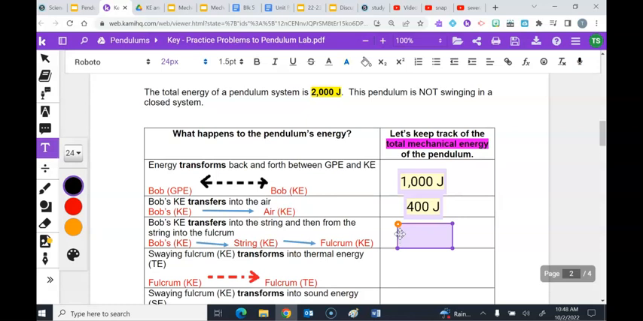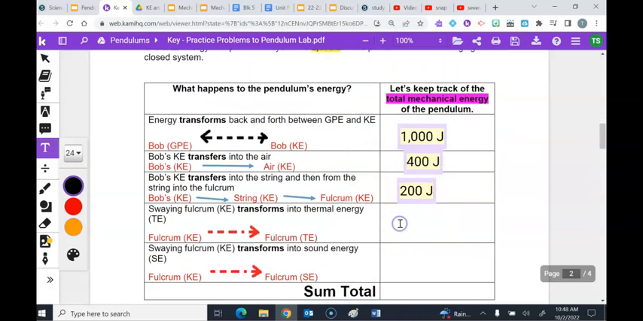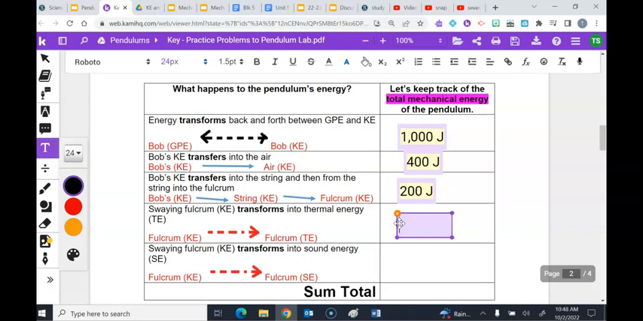And then some of the energy transferred out of the bob and went from the bob into the string, and then from the string into the fulcrum, and then from the fulcrum into the ceiling. Let's say that that's 200 joules. Then some of the energy actually stayed in the pendulum, specifically at the fulcrum, where as the fulcrum was swishing back and forth, it rubbed and ground against the metal bar on the ceiling, creating noise and heat. There's your sound energy. There's your thermal energy.